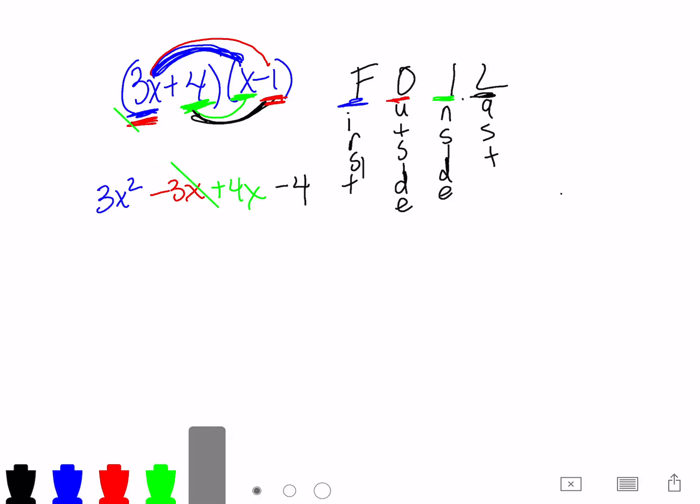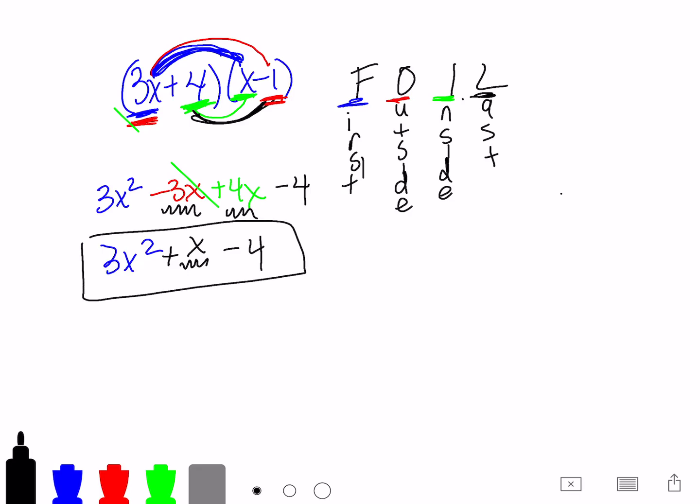Okay? So then we would just combine our like terms when we're done. So we have the negative 3x and the 4x, which gives us just x. We keep the 3x squared. The x was positive, so I'm going to put a plus. And then the negative 4 stays. And then this is our final answer.